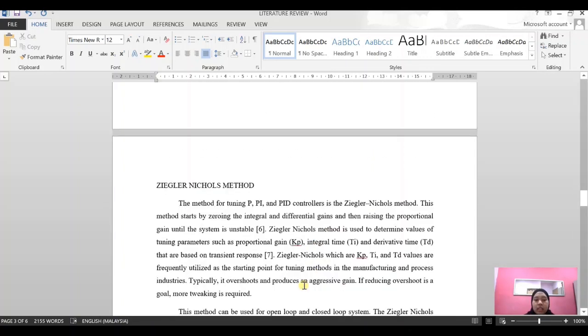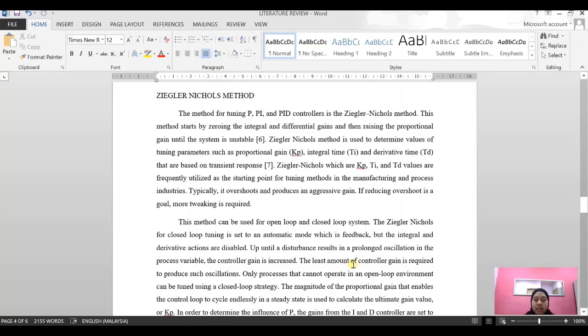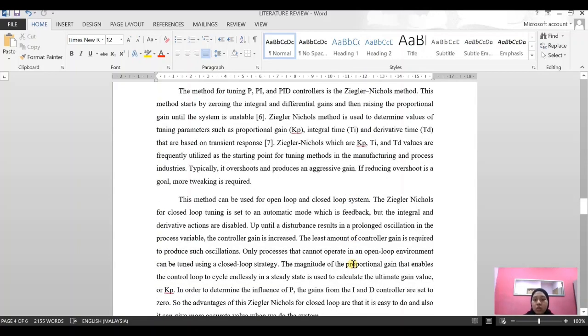Okay, next we go to the Ziegler-Nichols method. The Ziegler-Nichols method is also used for tuning P, PI, and PID controllers. This method starts by zeroing the integral and differential gain and raising the proportional gain until the system is unstable. The Ziegler-Nichols method is used to determine the values of tuning parameters such as proportional gain Kp, integral time Ti, and derivative time Td, based on the transient response. This method can be used for both open loop and closed loop.